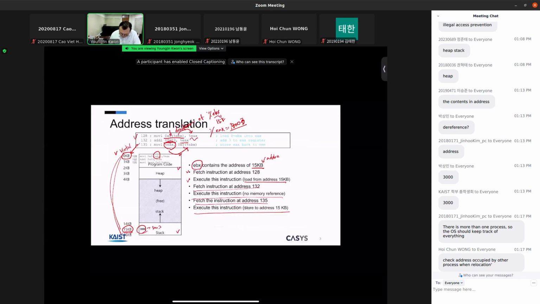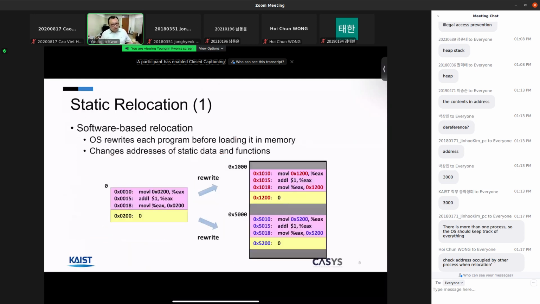So what's the idea? The first one is static relocation, a software-based relocation. The operating system patches and rewrites its program before loading it to memory. That requires changing the base address of static data and functions.